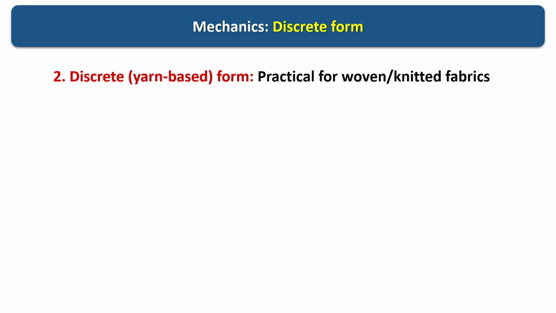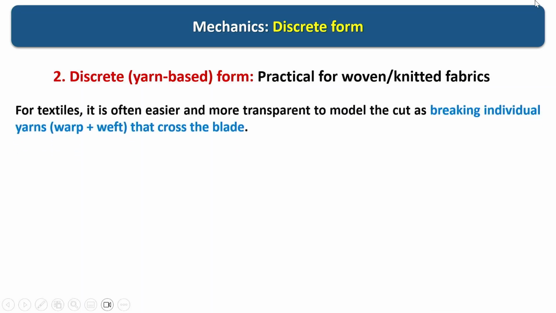Now, the next model is the discrete model. So, discrete basically yarn based model, which is basically used for woven or knitted fabrics. For textile material it is often easier and more transparent model. Okay. This is to model the cut as the breaking individual warp and weft across the blade, that is the discrete. After one thread breaks, then next thread it will come to the next thread. So, that is why it is a discrete one by one. Okay.